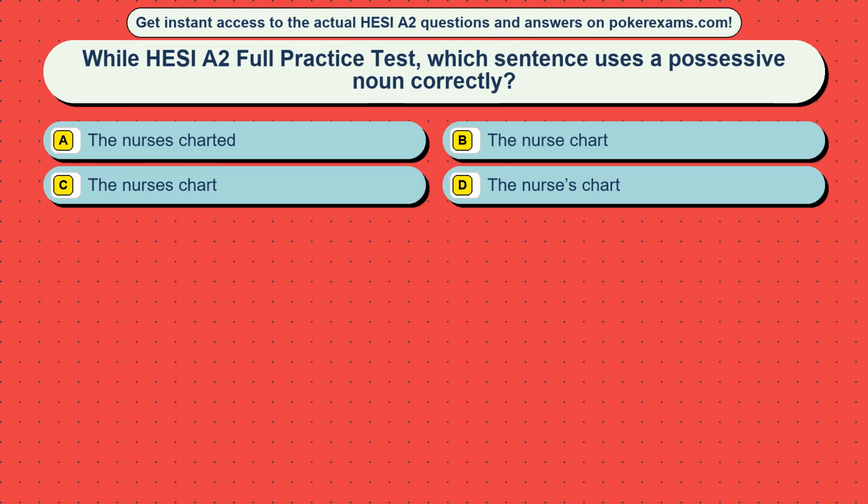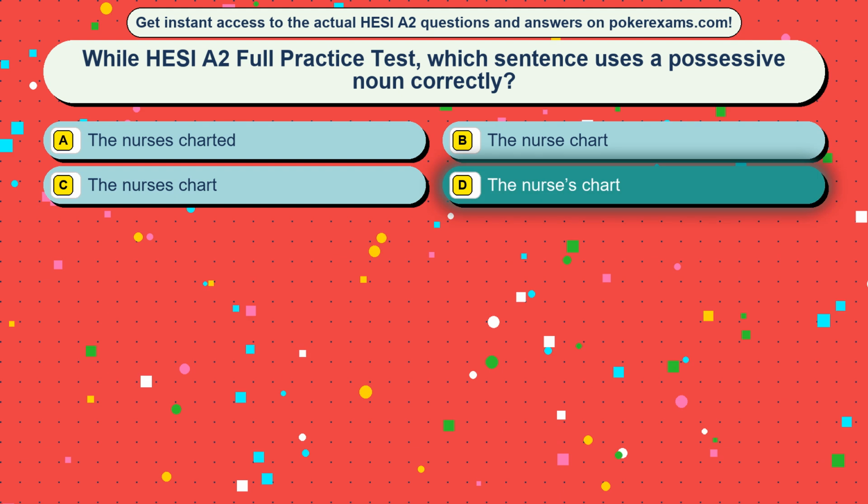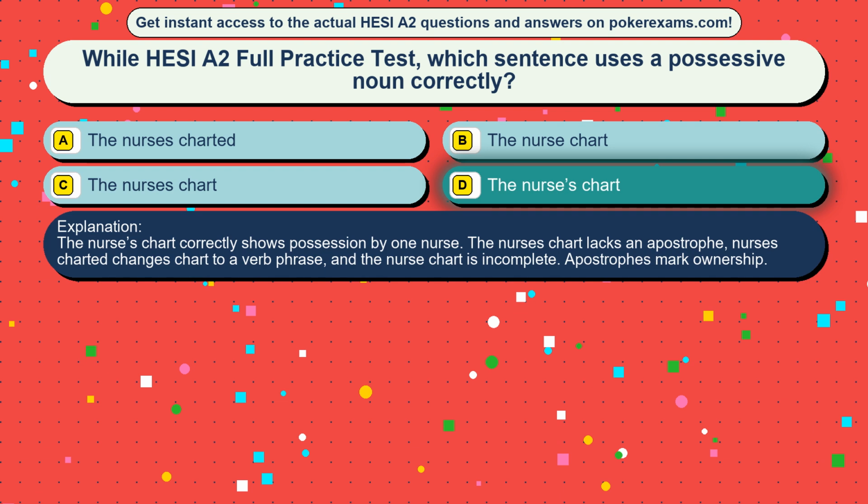Question 7. While HESI A2 full practice test, which sentence uses a possessive noun correctly? Option A, the nurse is charted, option B, the nurse chart, option C, the nurses chart, option D, the nurse's chart. The correct answer is option D, the nurse's chart. The nurse's chart correctly shows possession by one nurse. The nurses chart lacks an apostrophe. Nurse is charted changes chart to a verb phrase, and the nurse chart is incomplete. Apostrophes mark ownership.